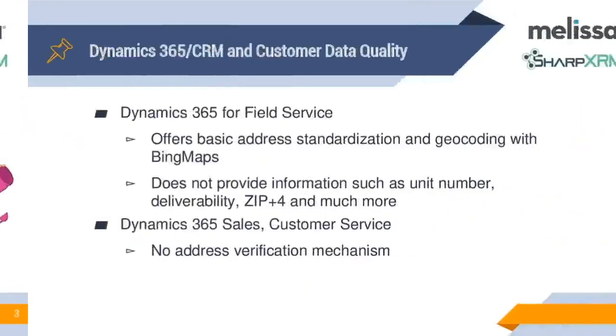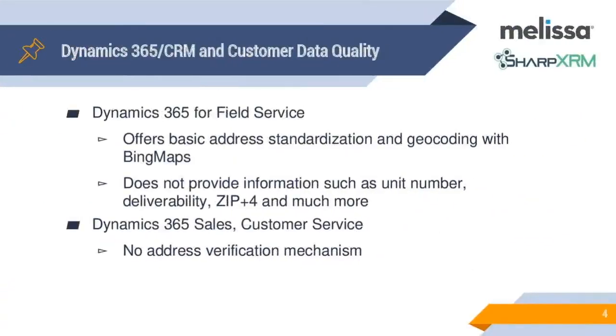Now, in terms of Dynamics 365, we're trying to see what the platform has to offer in terms of making sure the address information is correct in your system. And so in the Dynamics 365 field service application, there is a basic offering of address standardization and geocoding that uses Bing Maps in the background. And so that allows you to come back with an address that is standardized, written properly, and the geo coordinates, but it lacks a lot of the features. For example, it doesn't tell you that the address is real. It just gives you the proper format and a geolocation.